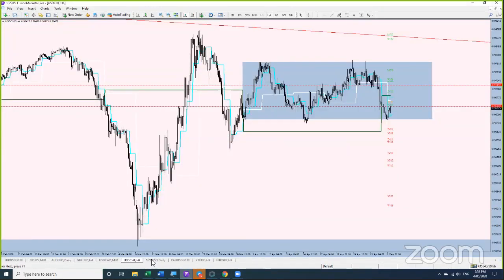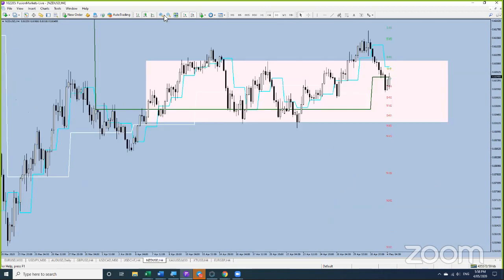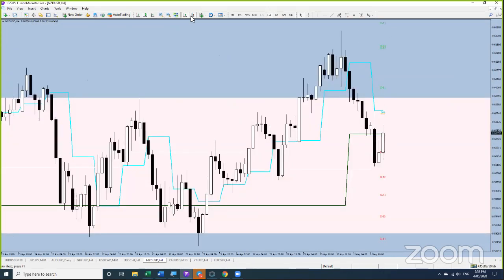Last one, Kiwi. Kiwi is looking good for a short right now if it were to give us the lower high of the daily pivot. Let me show you that a little bit clearer. So daily pivot sitting here with the weekly pivot. There's a bit of this going on, isn't there? It's interesting.